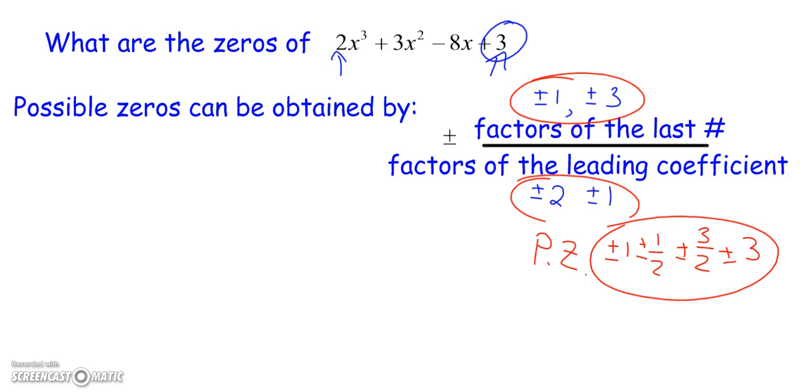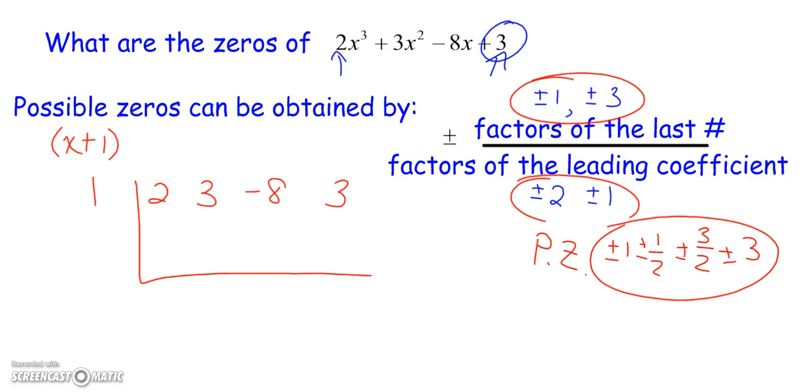Okay, so let's say maybe we thought that x plus 1 was a factor. If we did that, we would put 1 on the outside, and we'd do a little synthetic division. 2, 3, negative 8, and 3, and you would check by bringing down 2, multiplying, 5, 5, here. Oh, I'm sorry. We could continue, add, get negative 3, negative 3.